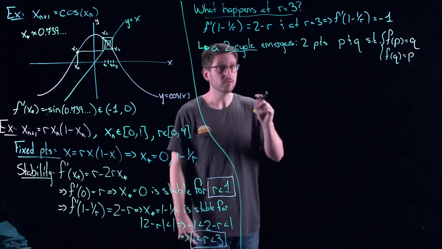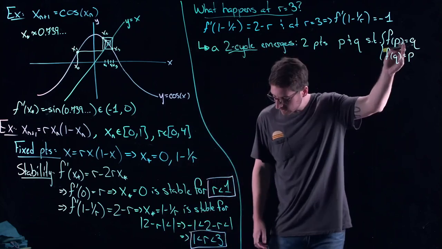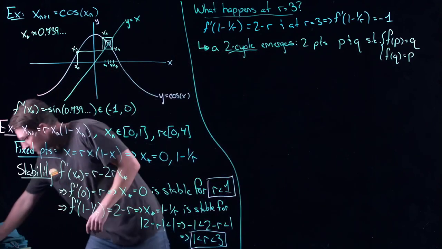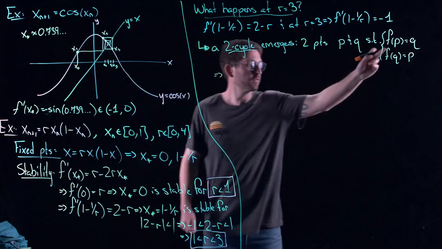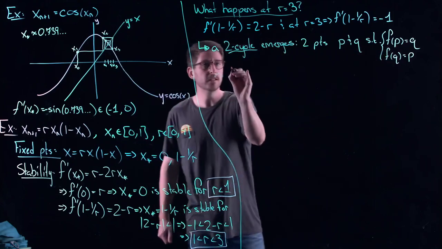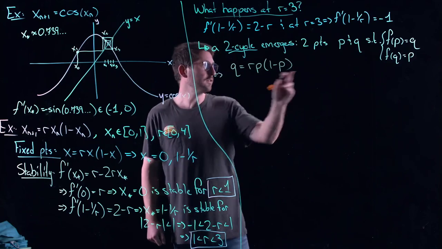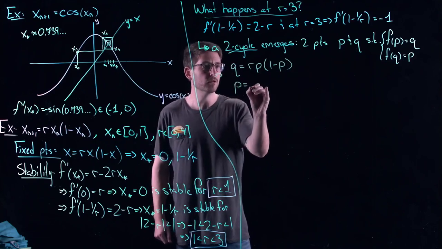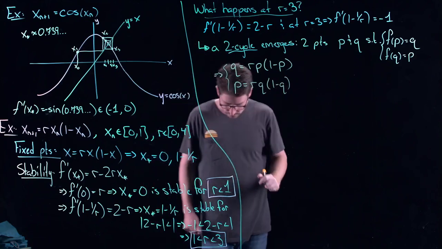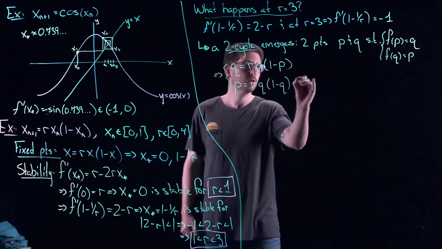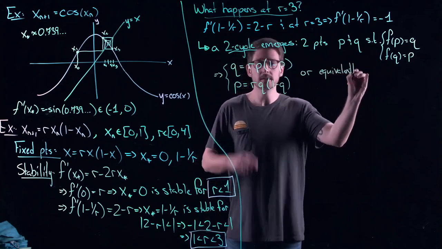And so the question is, how do I know that this happens? How do I find this? Well, I've got equations that I can solve. So to find these, I can set up these equations. And first of all, Q is equal to F of P. This means Q is equal to R times P times 1 minus P. And P is equal to F of Q means that P is equal to R times Q times 1 minus Q. Or, equivalently, so this is going to be painful, right?